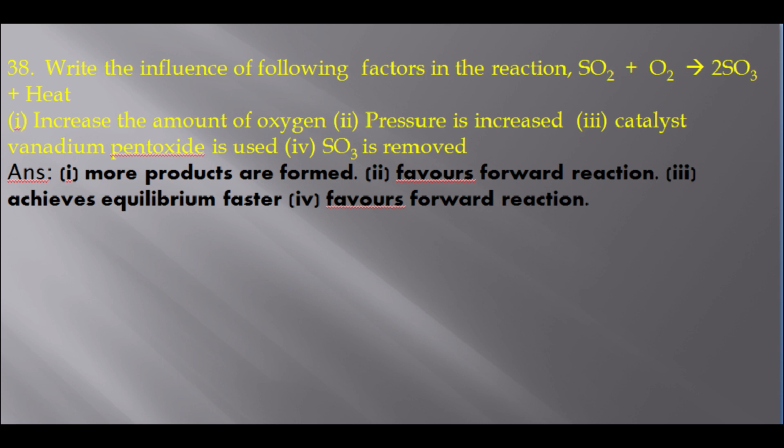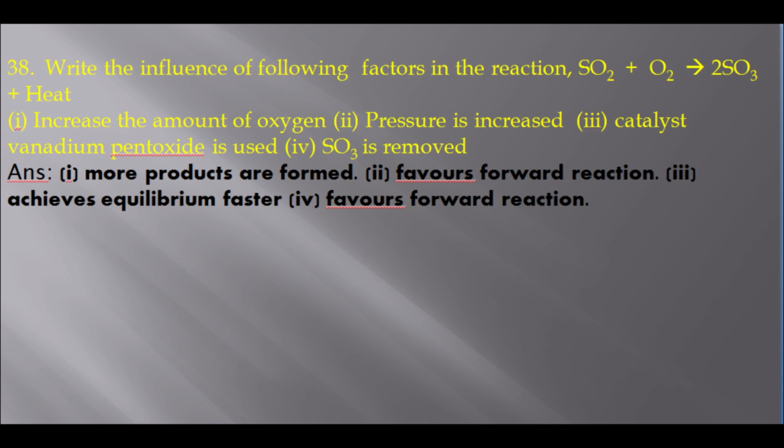Here is one question for you. Write the influence of the following factors in the preparation of sulfuric acid. Question number 1. Increase the amount of oxygen. Question number 2. Pressure is increased. Question number 3. Catalyst vanadium pentoxide is used. And question number 4. Sulfur trioxide is removed.